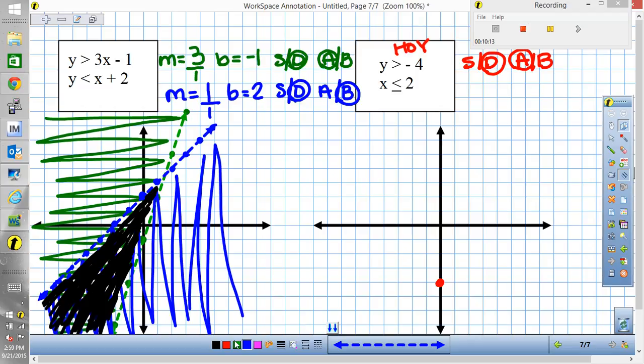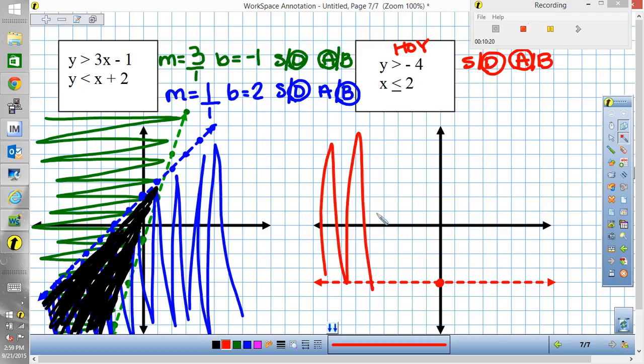Put your point. Since it's a hoy, we draw a horizontal line. Since it is dotted, we are going to draw a dotted horizontal line. Then it tells me to shade above. So to shade above would be up here.